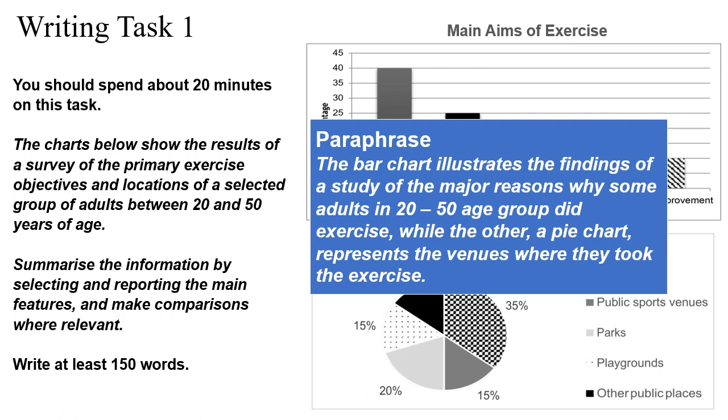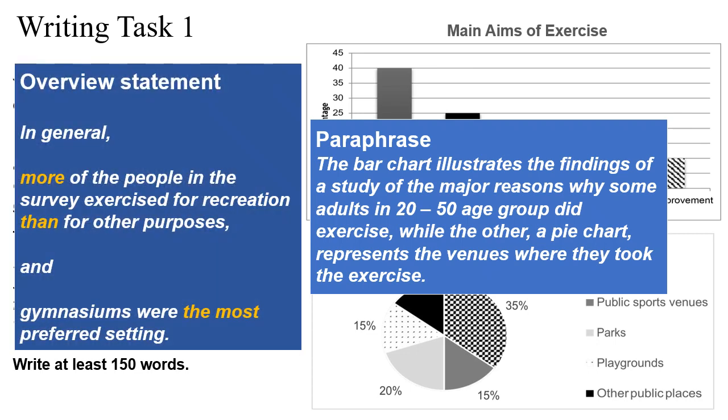For instance, here is an example overview statement provided by the British Council for the 2 charts before us. It says, in general, more of the people in the survey exercised for recreation than for other purposes, and gymnasiums were the most preferred setting. Now, how is this a comparative sentence?